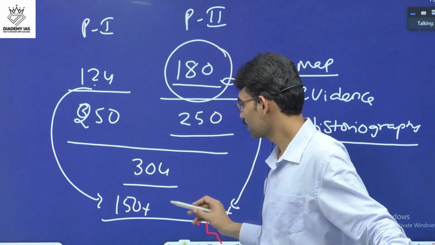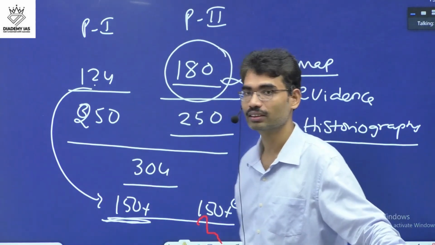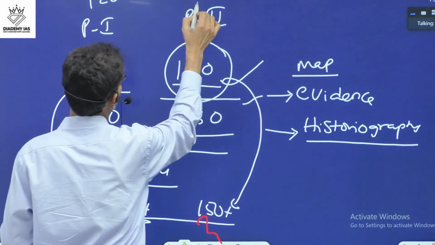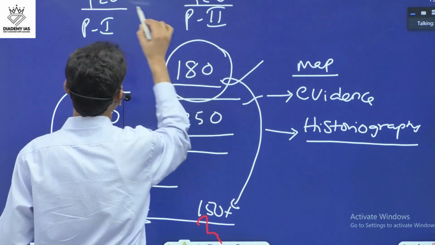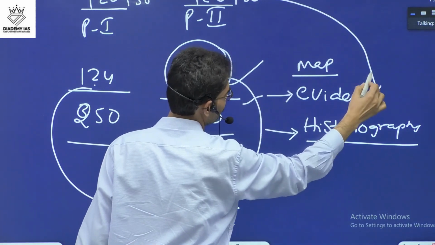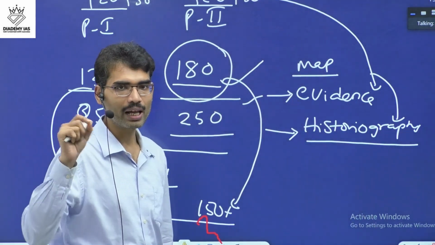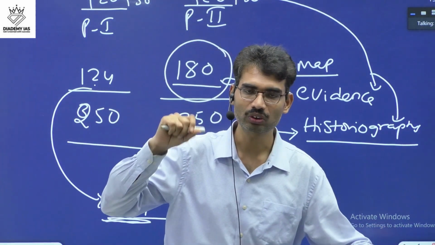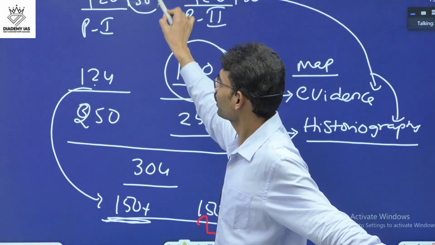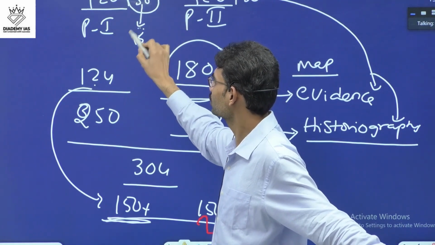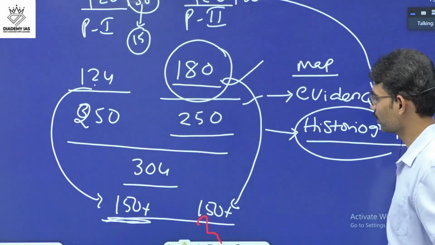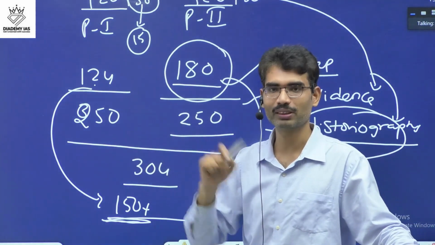But how? This is not that easy. You can go to 240, which means 120 here and 120 here. But the 30 extra marks come through this. That's why you have to see the map as a high scoring zone. When you are very strong in the map, out of 30 you will get those 15 marks. The extra 15 marks you will get from historiography. That is how in paper 1 you will get a 150 plus score.